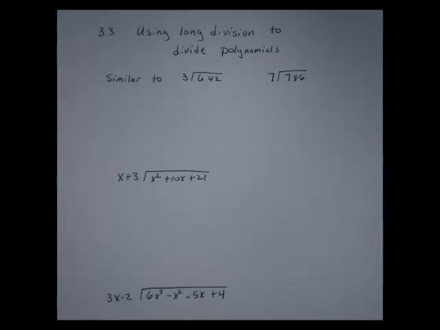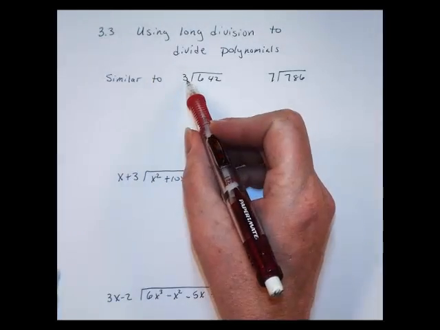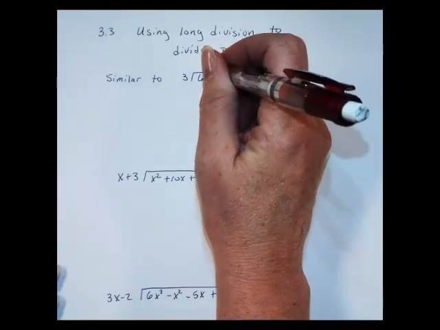Alright, so we are going to divide polynomials, and we're going to do that by using long division. In our college algebra class, that would be section 3.3. This is similar to doing long division in regular problems. In a regular problem, we would take 3 and divide it into 6. Well, we know that goes 2 times.